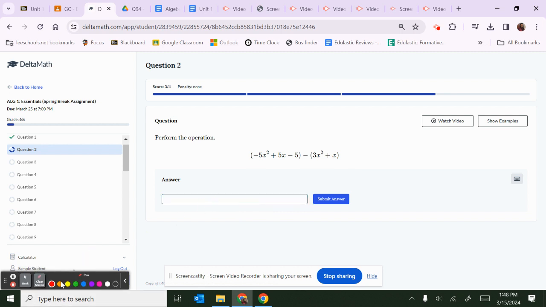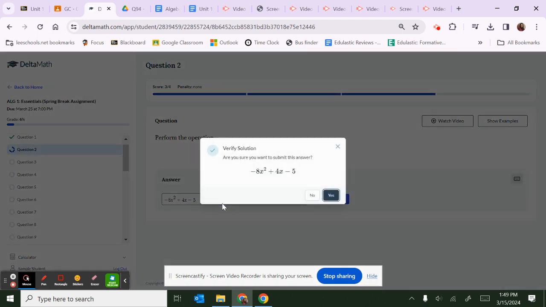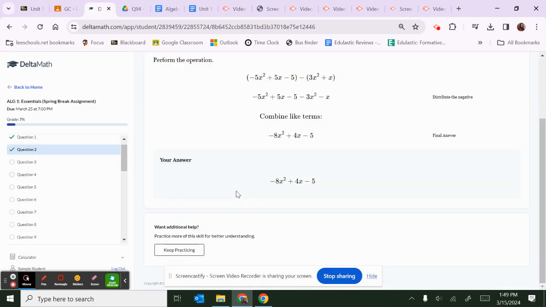So I'm going to answer this one real quickly in my head. All right. So this is going to be a negative 3x squared. So that'll give me negative 8x squared. And then we have a positive 5x, and this would be a negative 1x. So 5 minus 1 would be positive 4x. And then the negative 5 would stay the same. All right. So again, something like this you could even do in your heads.